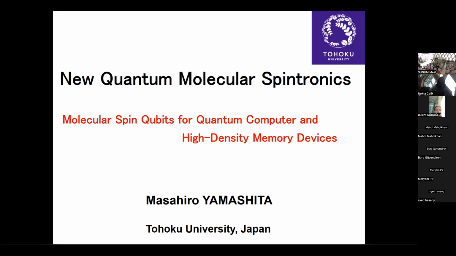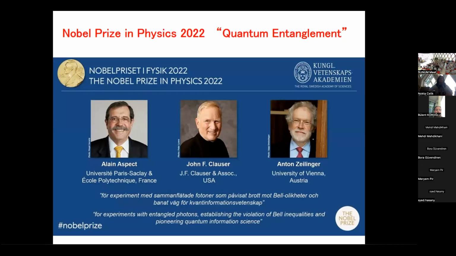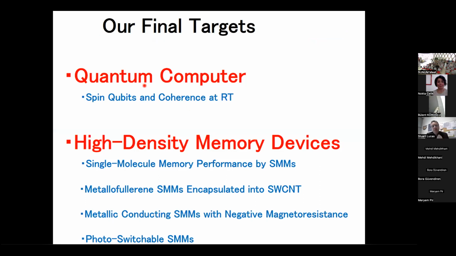Thank you for the kind introduction. Today, I focus on the molecular spin qubit for quantum computer and high-density memory devices. Everybody knows last year's Nobel Prize in Physics. This was given for the experimental evidence of quantum entanglement. This is a big experimental evidence. This Nobel Prize in Physics on quantum entanglement is strongly correlated to the qubit.